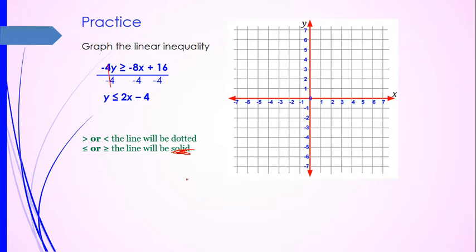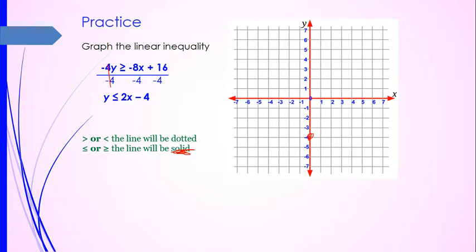The next step I do is to graph the line as if the inequality was an equal sign. So I use the y-intercept and the slope to graph the line. And in this case, the y-intercept is at -4.